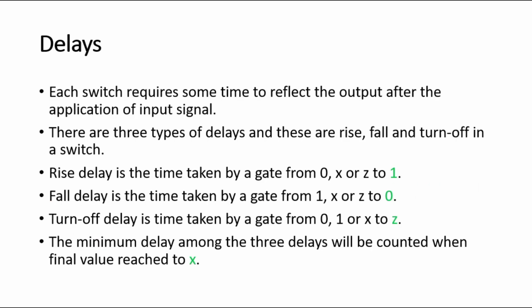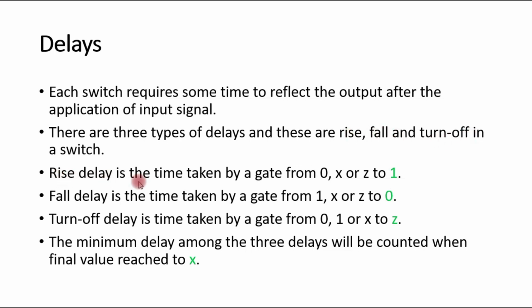The output of each switch does not reflect immediately after the application of input signals. It takes some time, and this time difference is the delay between the output signal and the input signal on the time axis. The delay depends on a number of parameters such as type of material, operating conditions, and fabrication steps. There are three types of delays in switches or devices, or we can say at gate level. These delays are rise delay, fall delay and turn-off delay.